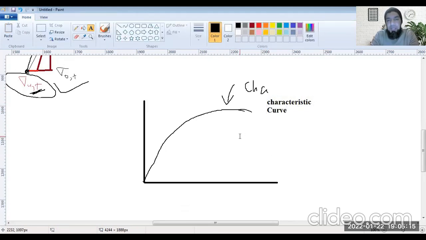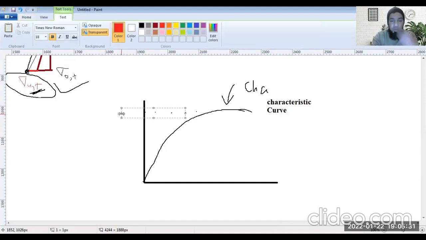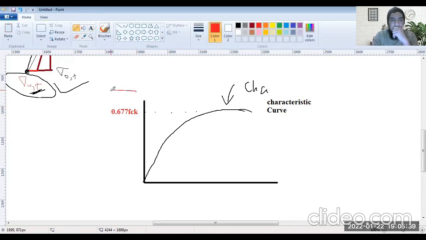What is the characteristic curve? It has FCK in it, but now it also has the effects of uncertainty and shape factor taken into account. So this value here is 0.677 FCK for a characteristic curve. So this is a stress strain graph for concrete, जिसमें हमने दोनों चीजें incorporate की, uncertainty and shape factor. The ultimate stress point is 0.677 FCK.